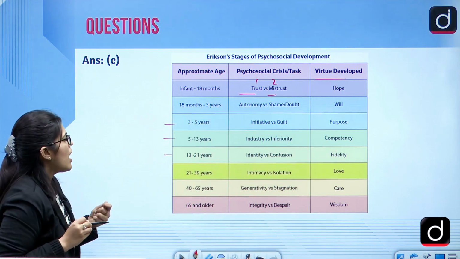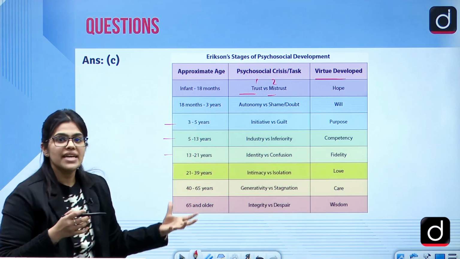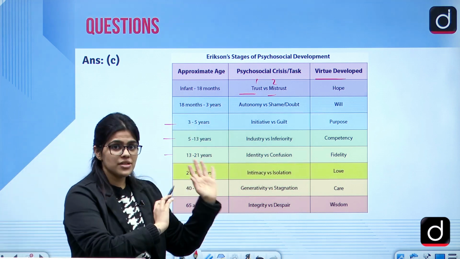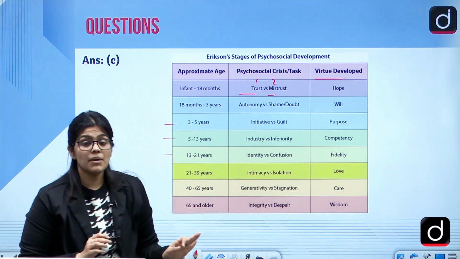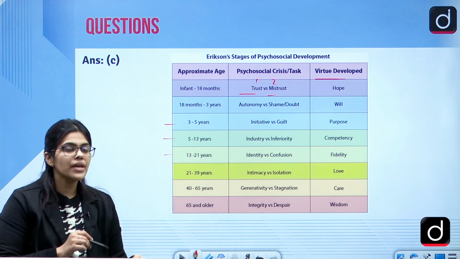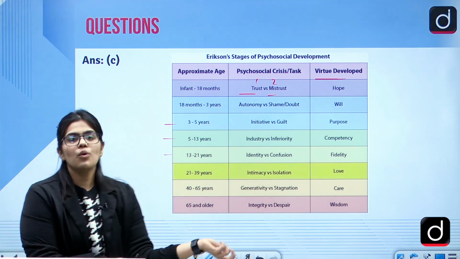Now, the question can be asked in any manner. They can ask you about the approximate age. They can ask you about the illustrations, just like we saw in the previous question. They can also ask you about the crisis, about the task that you are undergoing and the virtue that you have developed. So this keeps on going, right?